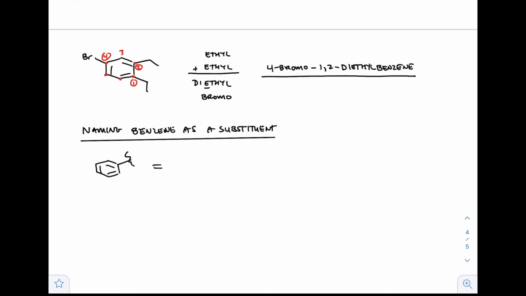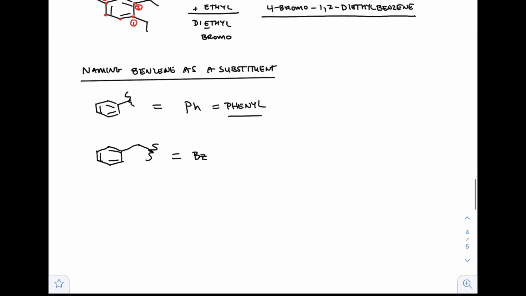Basically, it's when a benzene is hanging off of a parent chain of some sort, right? We've mentioned this before. Benzene can be abbreviated as Ph, which is a phenyl. And not only do we have phenyl, but we have this guy right here where we have an sp3 carbon in between. That is a Bz.